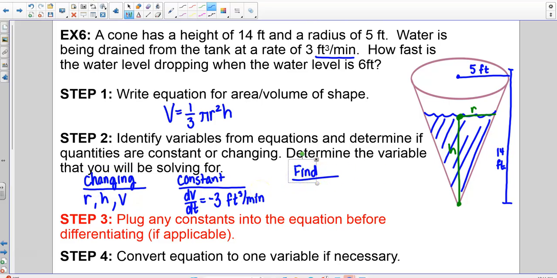And then we got to think about what we need to find. We are finding how fast the water level is dropping. Now, they didn't use the word rate there, but they're talking about how fast. So that's talking about a rate, right? So it's dh dt, because the water level would be the height of the water, right? They could ask us about dr dt. They did not. So we're finding dh dt when h equals 6.